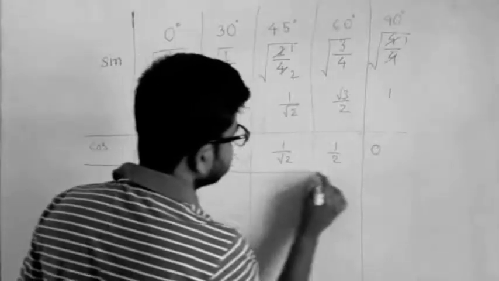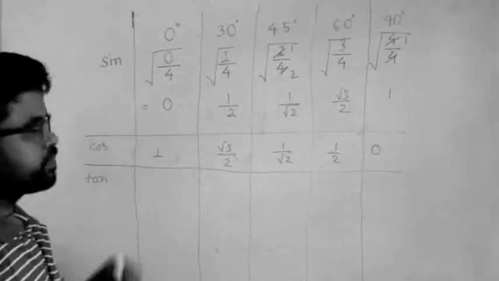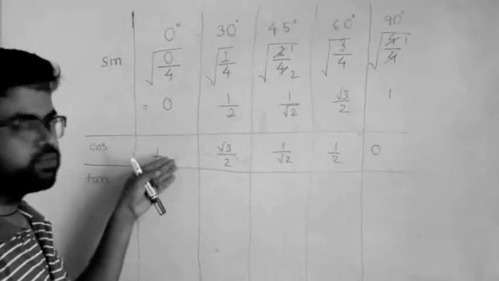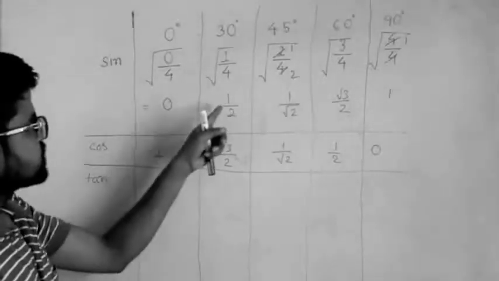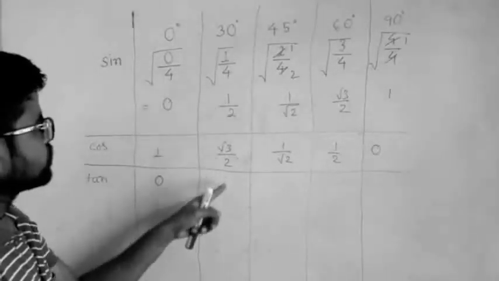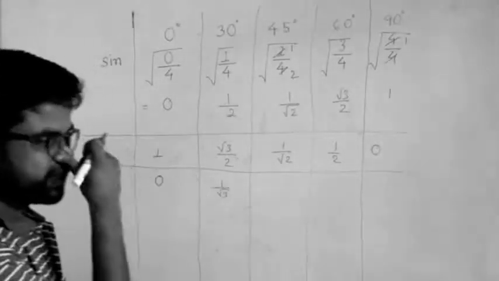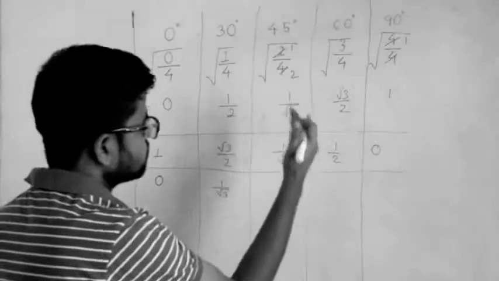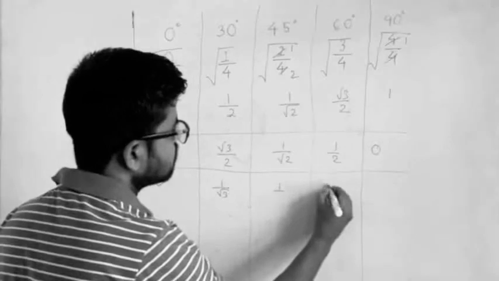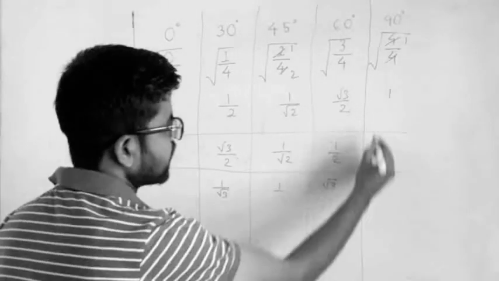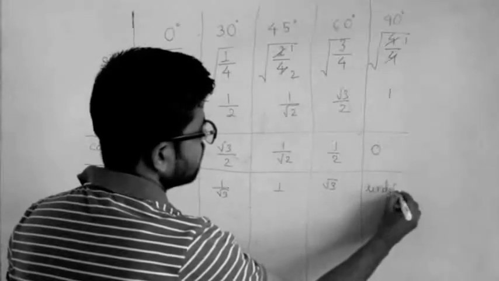Next comes tan. I mentioned that for tan we can get it by dividing the value of sine by the value of cos. So 0 by 1 will give you 0. Next, for 30 degree, half divided by root 3 by 2 will give you 1 by root 3. Then these are the same, so dividing, you will get 1. So root 3 by 2 divided by 1 by 2 will give you root 3. And this is 1 by 0, which is undefined.